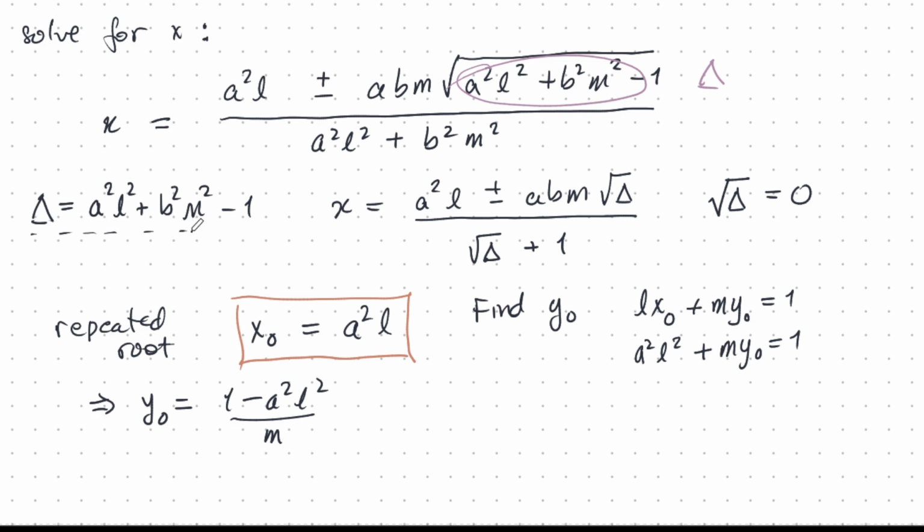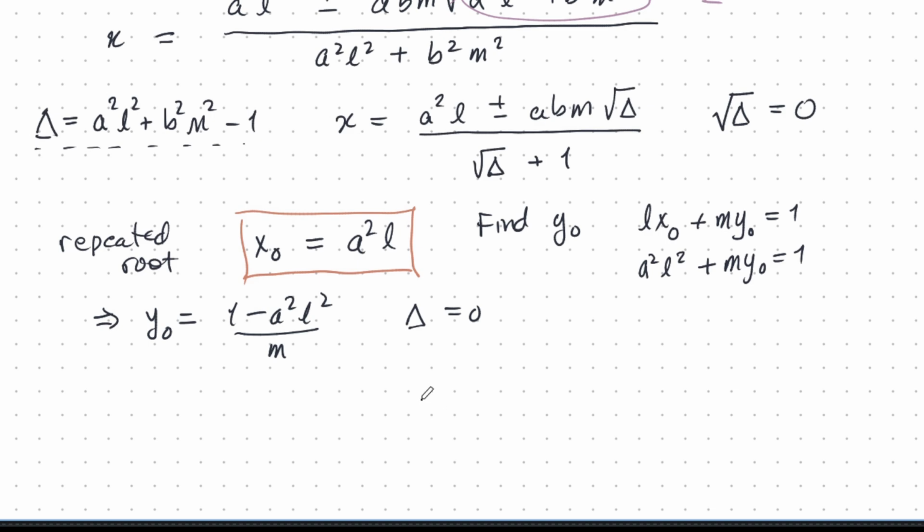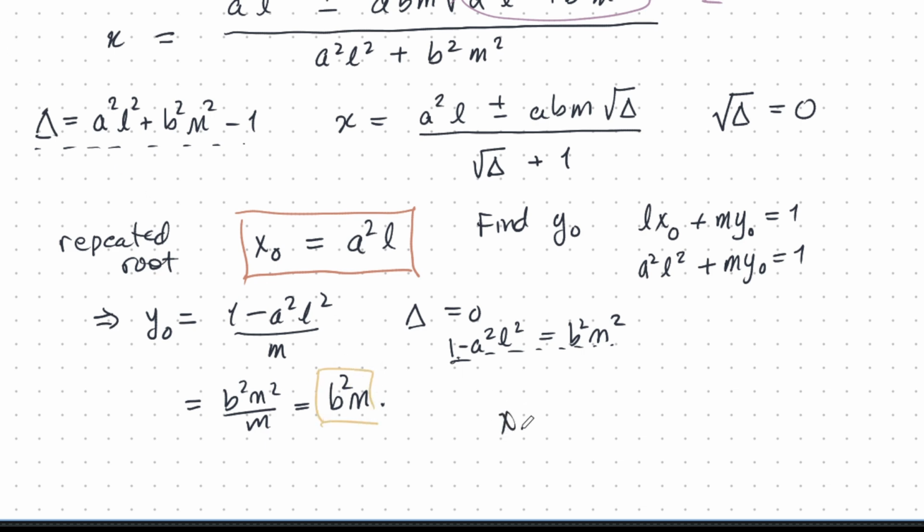Well, I have this here, and I know that delta has to be 0. So if delta is 0, I can now write this answer for y0 very easily, because from delta equals 0, I have 1 minus a squared L squared is b squared m squared. So that's b squared m squared over m, and that's b squared m. Wow. So this is really something. Okay, look at the symmetry of this. x0, y0, my point of tangency, is (a squared L, b squared m).